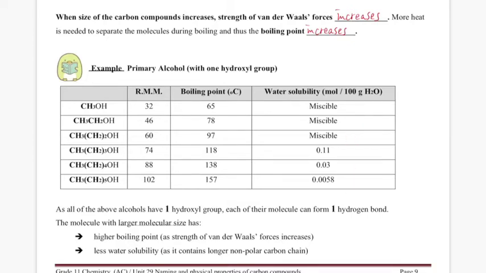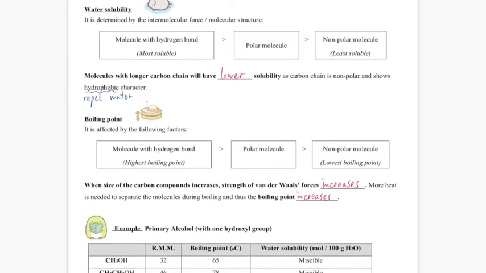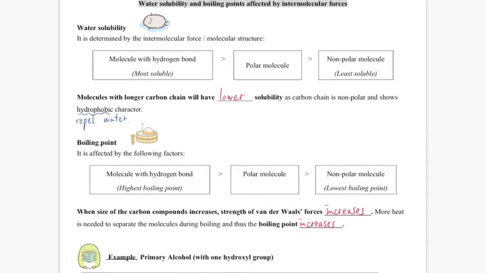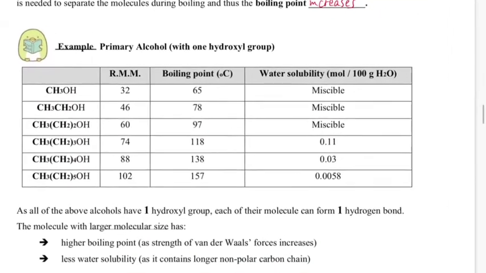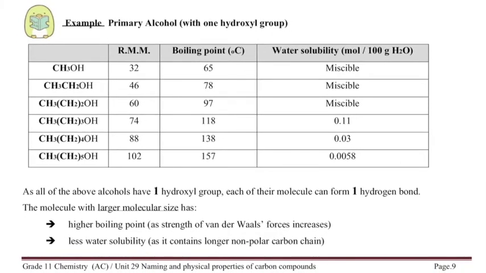Okay, so using the factor that we have discussed on the top part of this page, we will be able to conclude the reason and explain why this trend can be found. As all of the above alcohols can only have one hydroxyl group, each molecule can only form one hydrogen bond. So the first factor doesn't really affect the trend that much.